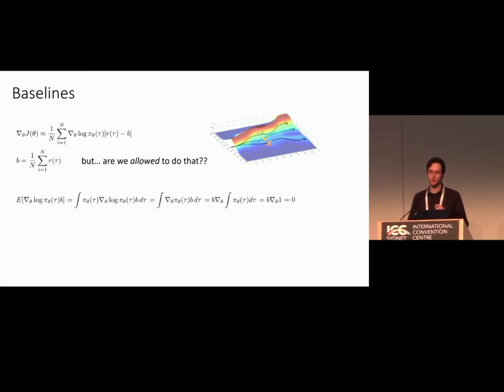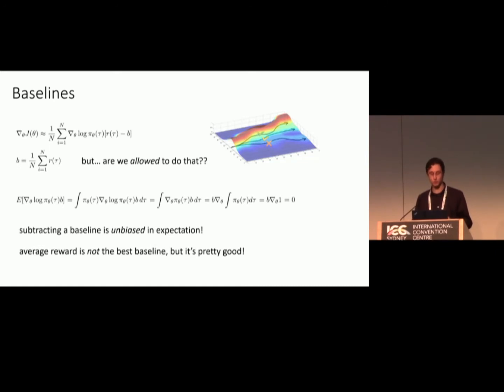It does, however, change the variance of that estimator when you have a finite number of samples. And if you choose b carefully, it'll reduce that variance. So subtracting a baseline is unbiased in expectation. The average reward is actually not the best baseline, but it's actually pretty good and it's very easy to compute. So in practice, we often use average reward as the baseline, and it goes a long way towards making the policy gradient estimates better.